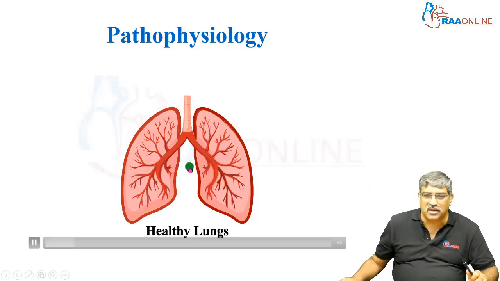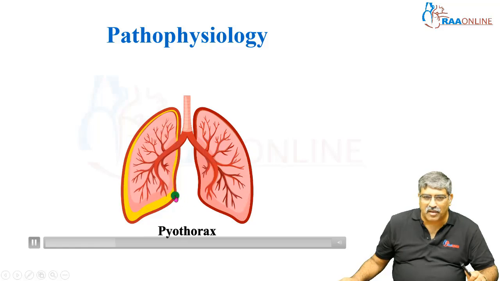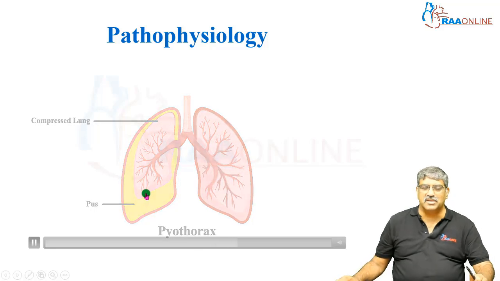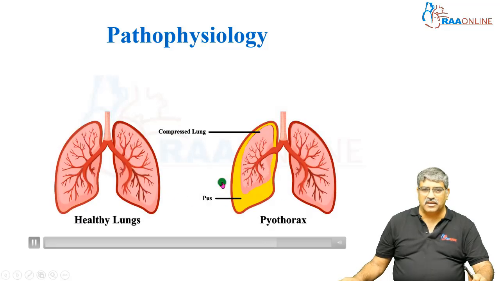Here you can see the normal lung, and this is the layer between the parietal and visceral pleura, and you can see the pus being collected here. As the pus gets collected, the lung is compressed. This is a healthy lung, and here you can see the compressed lung. You can see the difference nicely. As the pus collects between the visceral and parietal pleura, the lung gets compromised.